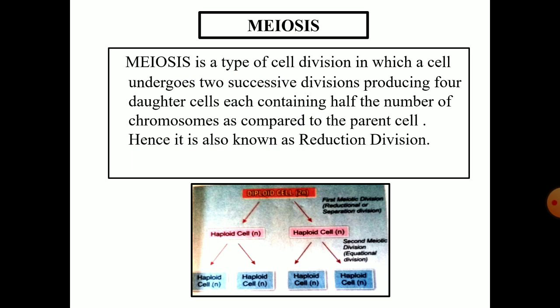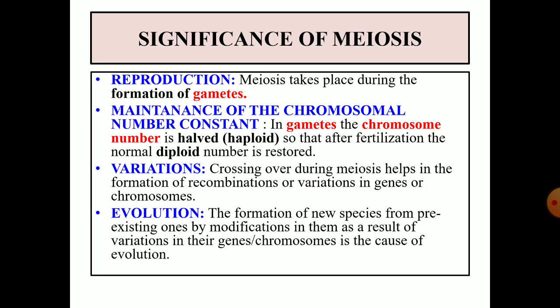We have the diploid cells. They divide into two haploid cells and these haploid cells further divide into two, thus giving rise to four haploid cells. Significance of meiosis. Reproduction. Meiosis takes place during the formation of gametes. I told you gametes are formed by a process which is known as meiosis, that is reduction division. Maintenance of chromosomal number constant. In gametes, the chromosome number is halved so that after fertilization, the normal diploid number is restored.